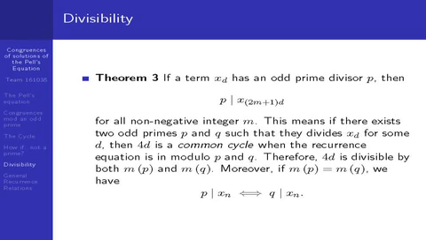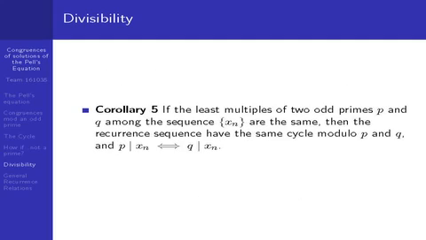Moreover, if their minimum cycles are equal, apparently p divides x_n if and only if q divides x_n. Therefore, if the least multiples of the two odd primes among the sequence are the same, that means the minimum cycle will also be 4d for both of them. So p divides x_n if and only if q divides x_n.